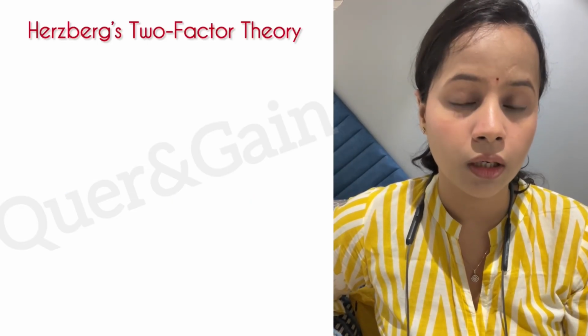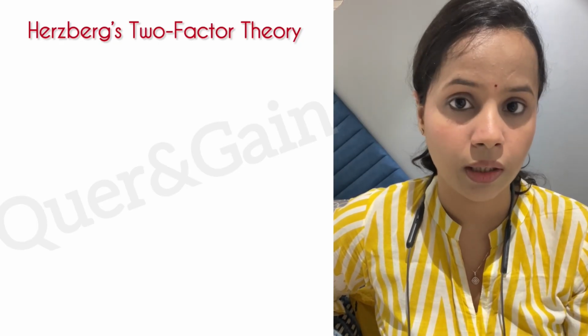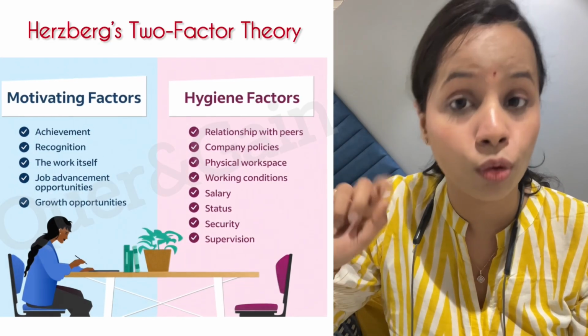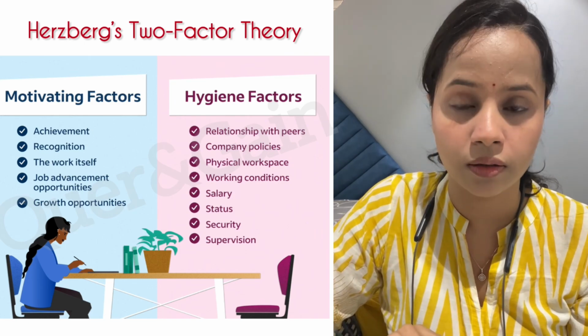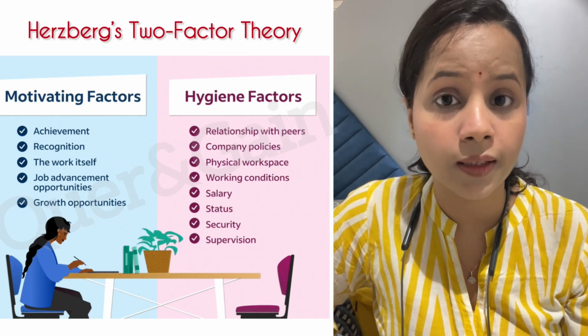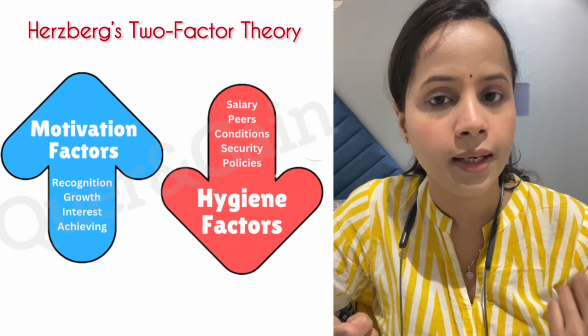Well, Frederick Herzberg basically tried to explain employee motivation on the basis of 2 factors, right? That is why it is called two-factor theory. Now, what are these 2 factors? He tried to explain that there are basically motivators and hygiene factors on the basis of which you can retain your employees. Herzberg has explained these 2 factors with the help of 2 arrows, one in the upward direction and one in the downward direction.